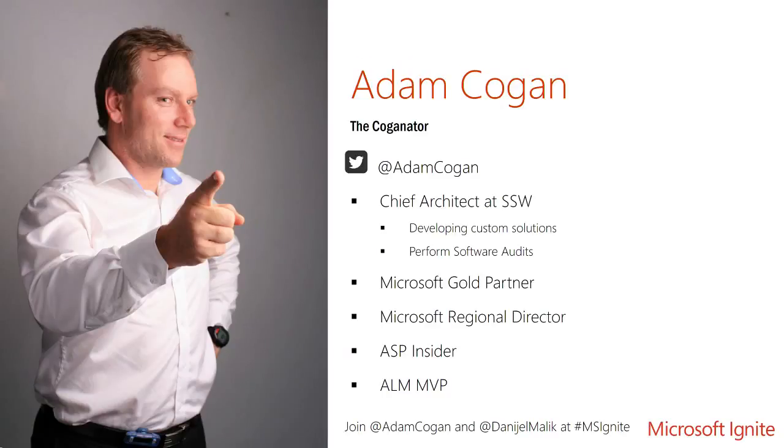All right, so just a little about me first. My name is Adam Cogan. I work for a company called SSW. We are based in Sydney, Melbourne, and Brisbane. I'm the Chief Architect at SSW, and I'm a Microsoft Regional Director.